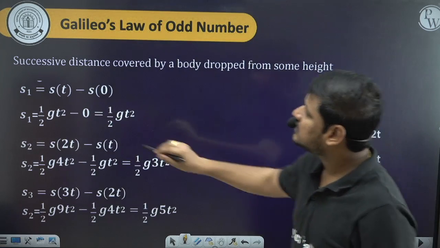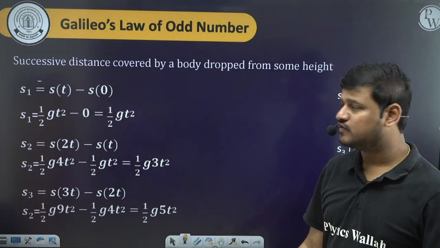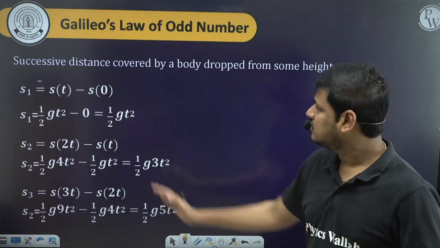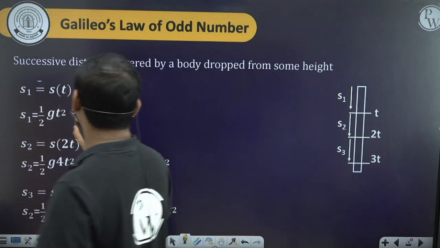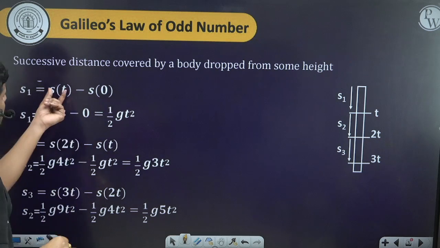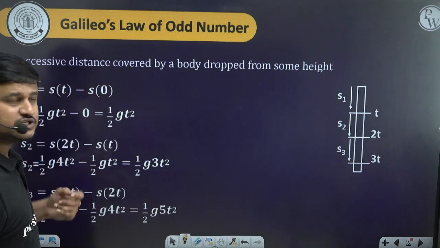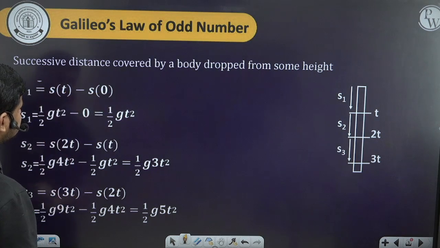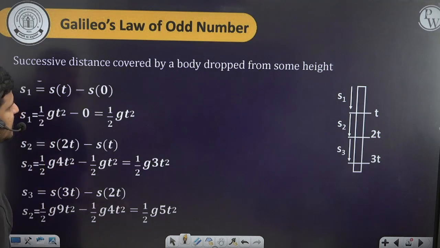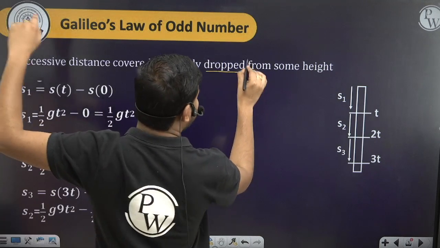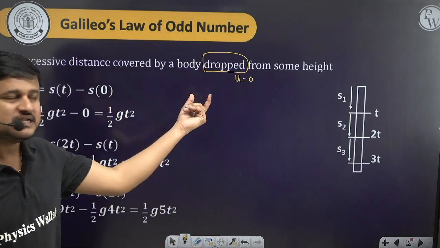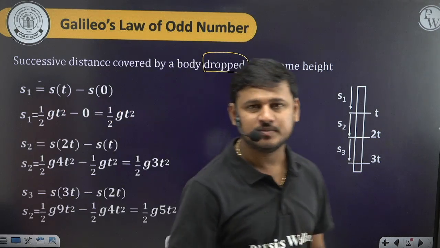How do you find the distance covered in the first second? The distance covered in 1 second minus the distance covered in 0 seconds is going to be the distance covered in the first second. The distance covered in t seconds is nothing but half g t square. Dropped means you can simply consider its initial velocity u as 0.